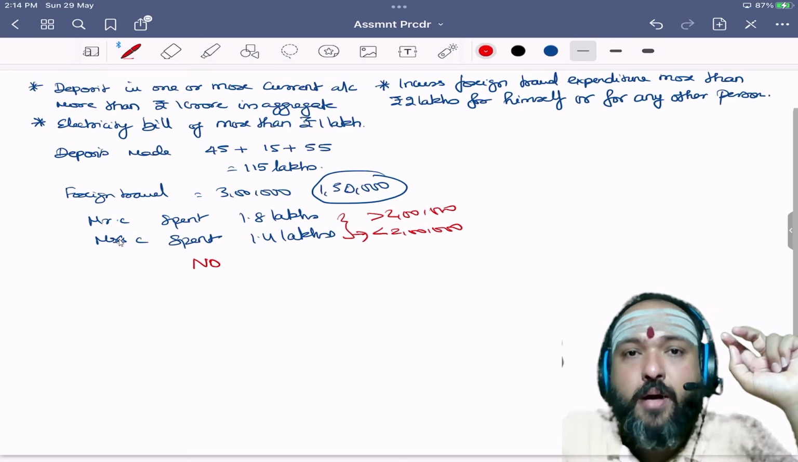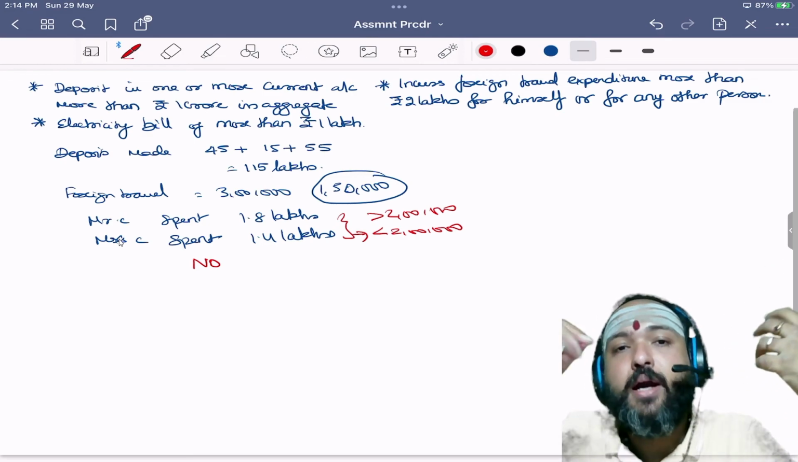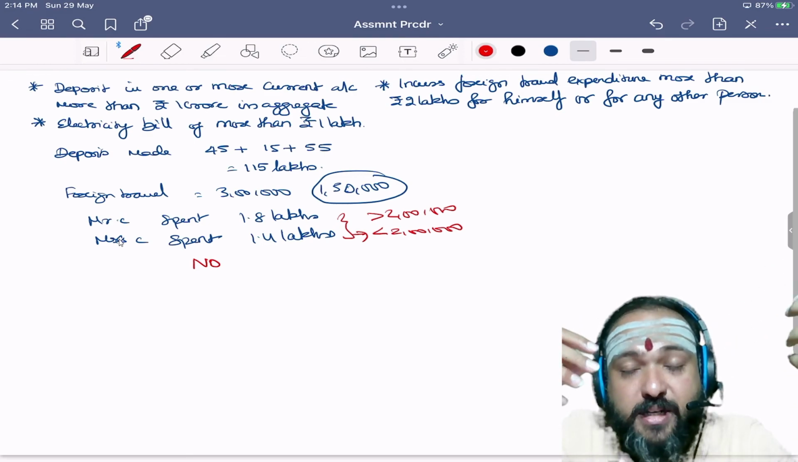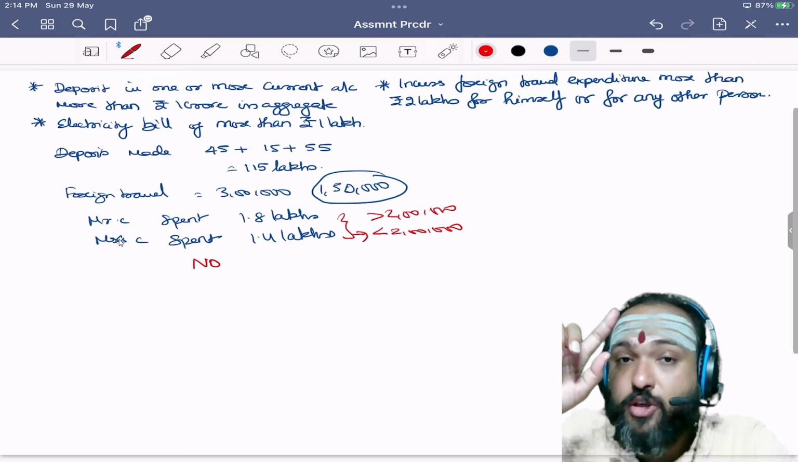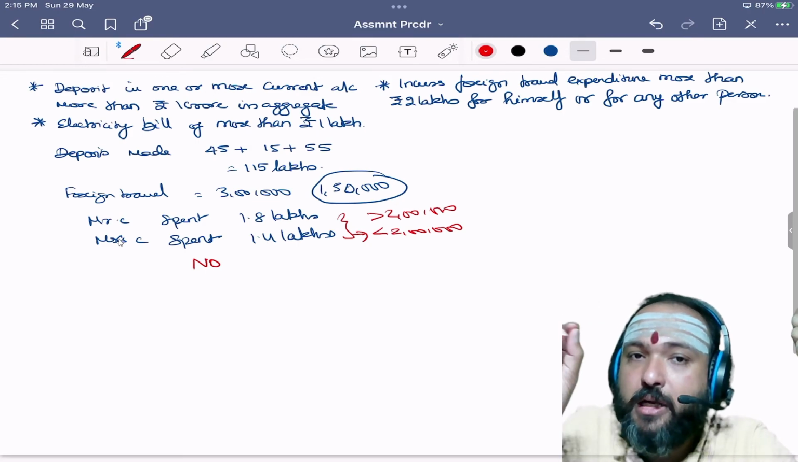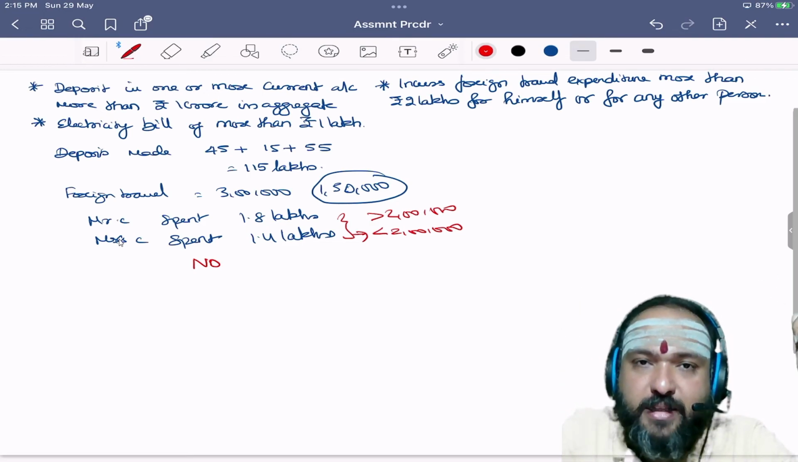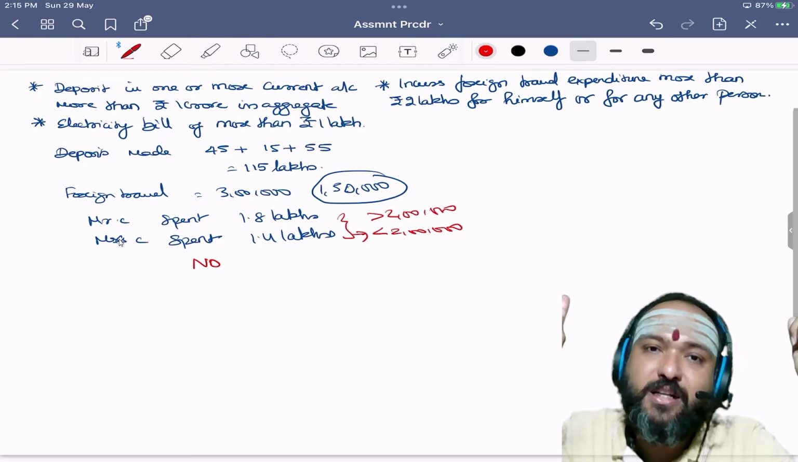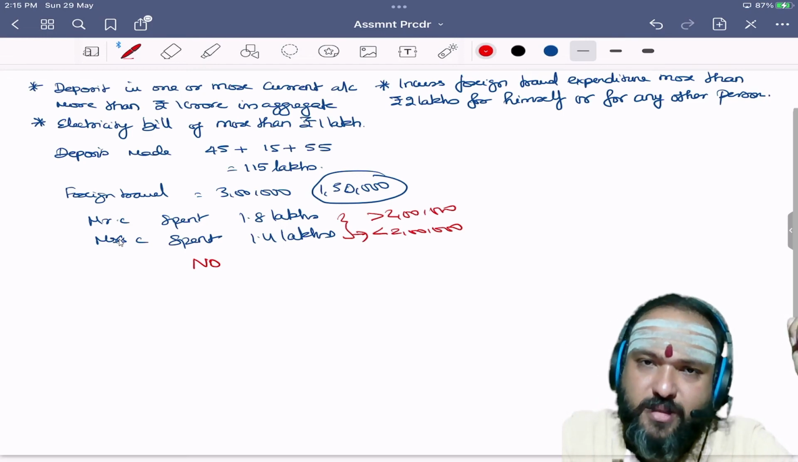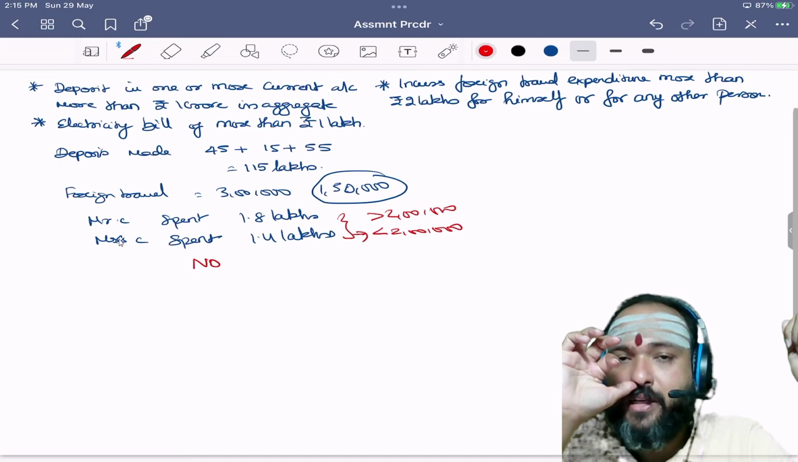Case number 2. Deposit has been made in one or more current accounts and the aggregate of such deposits exceeds rupees 1 crore. It is all about exceed. It is not equal to and more. It is exceed. Exceed rupees 2 lakhs, exceed rupees 1 crore. Then he shall be bound to file the return of income irrespective of the fact that his gross total income before exemptions and deductions is lower than the basic threshold limit.